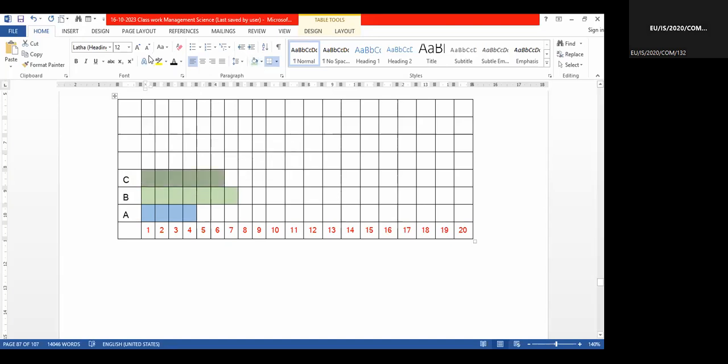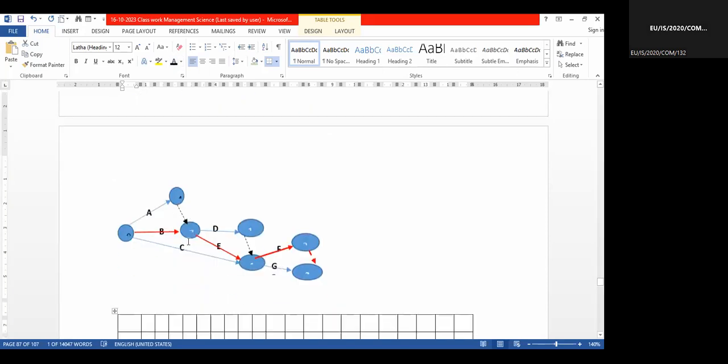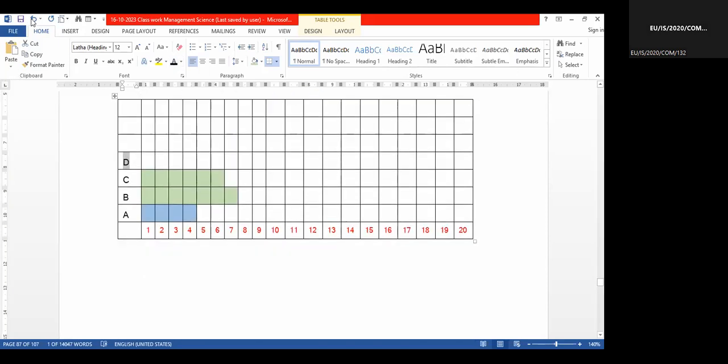Any doubts on this? Because all are starting from 0, this is 1, this is 2, 3, 4, like that 20 days are needed. So this is 0, this is 1, 2, 3, 4, 5, 6. So activity C is 6, activity B 7, activity A 4 days. Now activity D, where does it start?